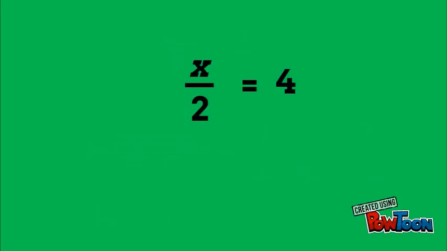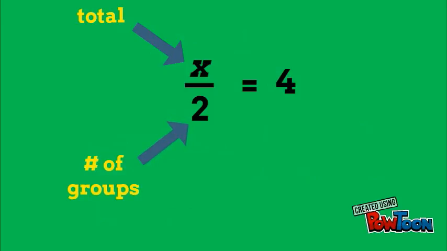So here's our equation, x divided by 2 equals 4. If we use our mental model, I see that x is our total, 2 is our number of groups, and 4 is telling me the amount per group.